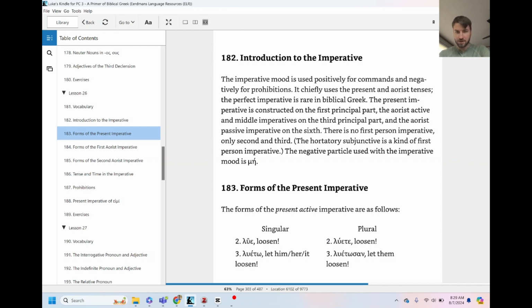So you have to memorize new forms here. Notice here that luete, the eta ending, is the exact same as the indicative. So this could either be a command, "loosen," or it could mean "you all are loosening," or "you all loosen your shoes," whatever it is, in the indicative. So you have to be able to tell by context whether this is an imperative or an indicative. And we'll see an example of that in the Lord's Prayer passage that we'll look at.